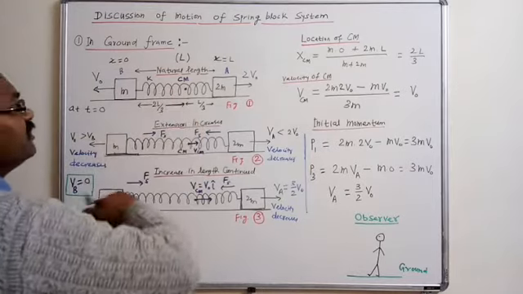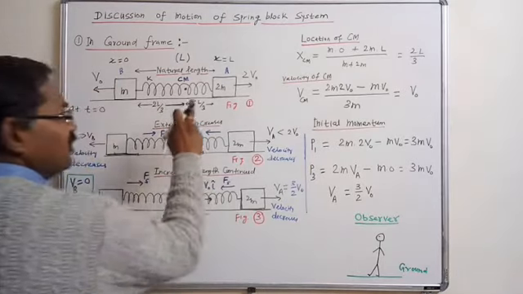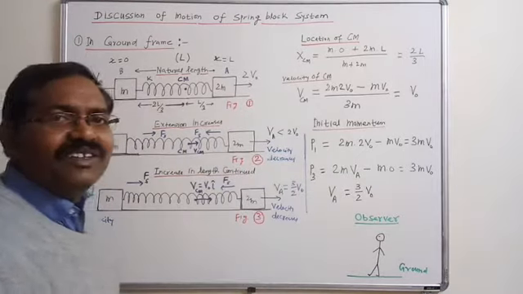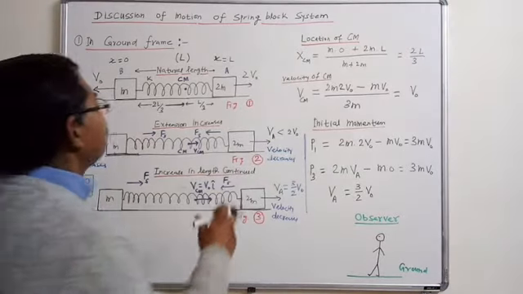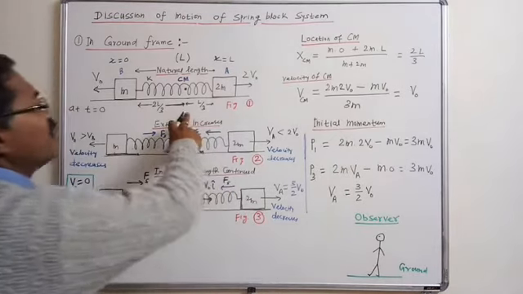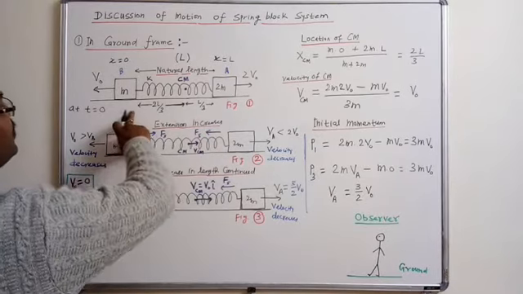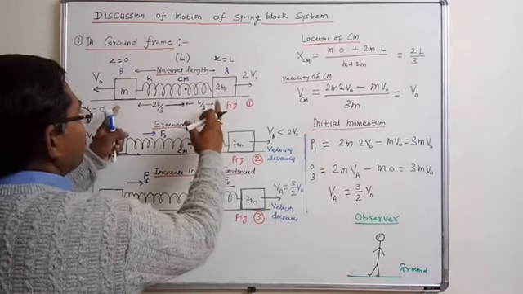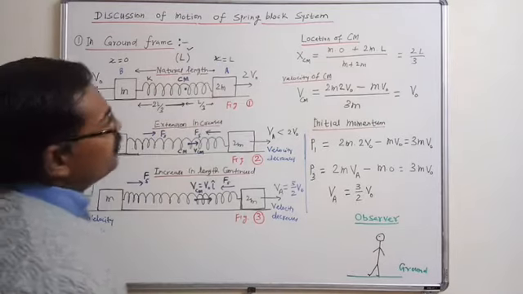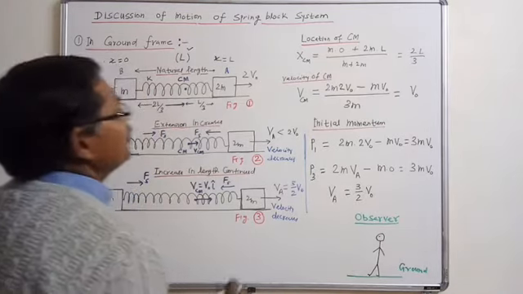This is natural length and we can get location of center of mass. In this discussion, I will give many concepts to you. First, we can calculate location of center of mass. These blocks are at a separation L. L is natural length here. So first of all, we can calculate location of center of mass.